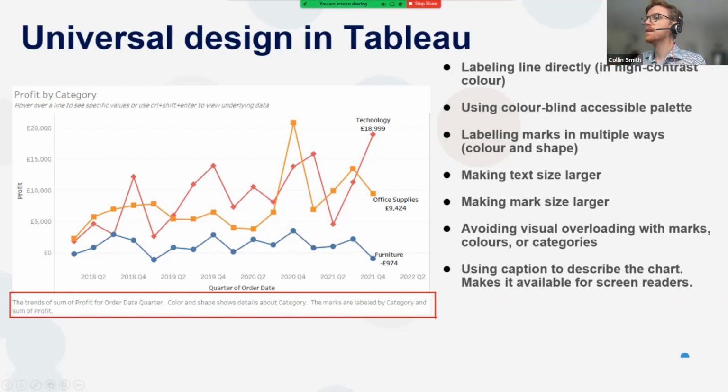So I can see here it says the trends of sum of profit for order date quarter, which, maybe there's a way that could have been made a little bit more clear. But the nice thing is you can edit these captions as well as put dynamic text in them. Color and shape shows detail about category. The marks are labeled by category and sum of profit. If somebody is using a screen reader, which we'll talk about a little bit later, it would be able to read that description out loud.